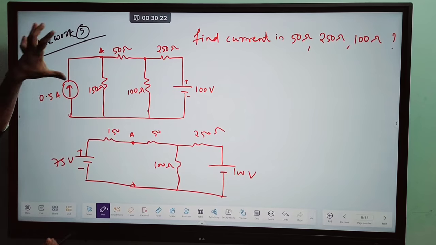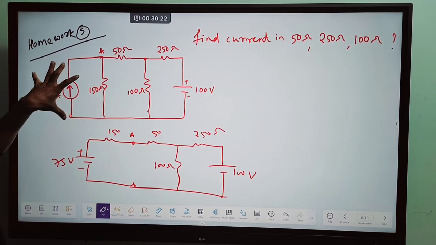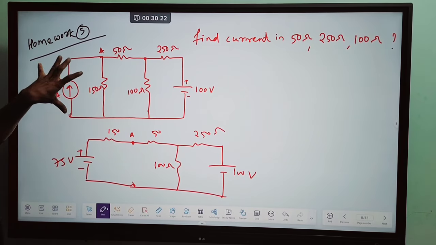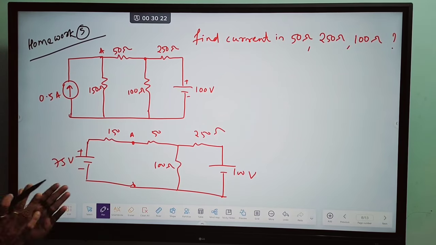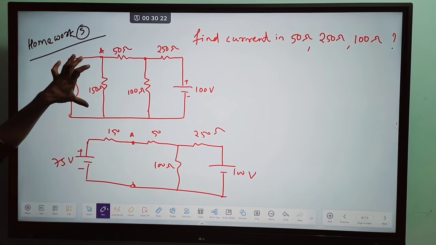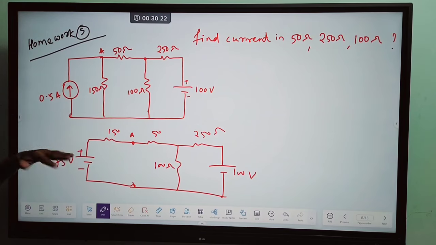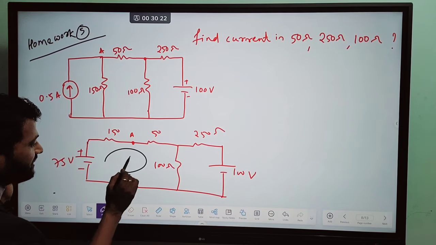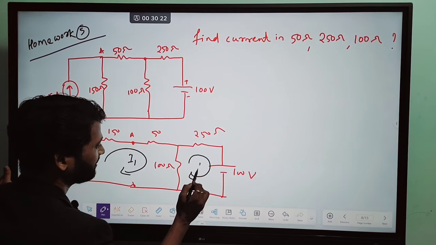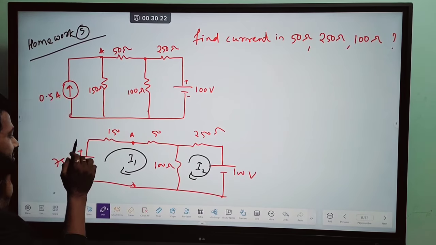And I can convert this circuit to this circuit because we have a current source in parallel with a resistance, we can convert that current source to the corresponding voltage source. For conversion, you remember the magnitude of resistance will not change, only the magnitude of voltage will change. So now you can apply mesh analysis. Here there are how many meshes? 2 meshes, mesh number 1 and mesh number 2. So you can get 2 equations.